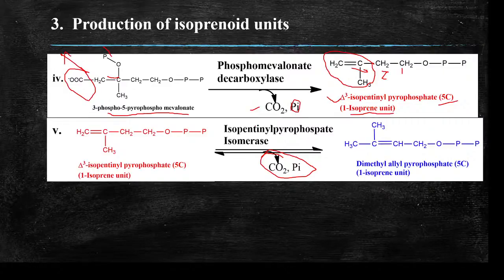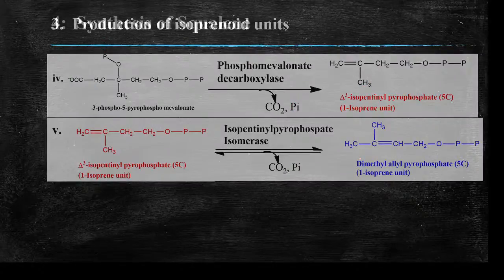Here the only difference is in the isomerase reaction. The double bond is shifted to the second carbon atom. So this gets converted to CH3, this gets converted to CH, and a double bond is created over here. So that is dimethyl allyl pyrophosphate. These two molecules now build the remaining part of the cholesterol molecule, mainly lanosterol. Lanosterol can be further converted into cholesterol.